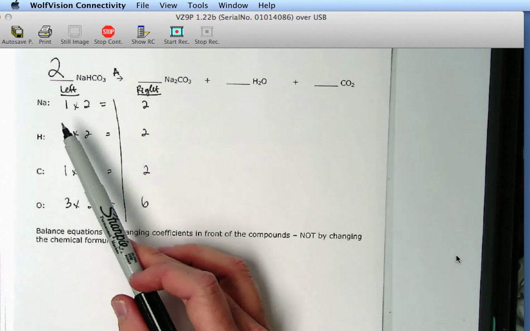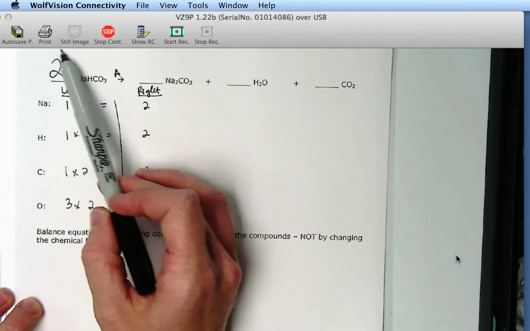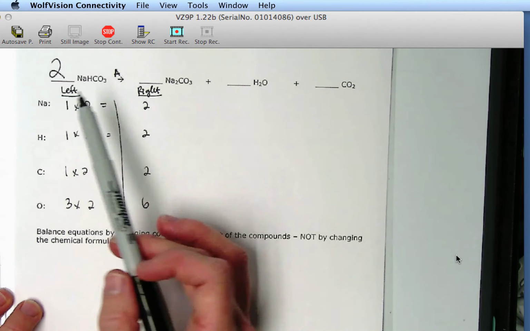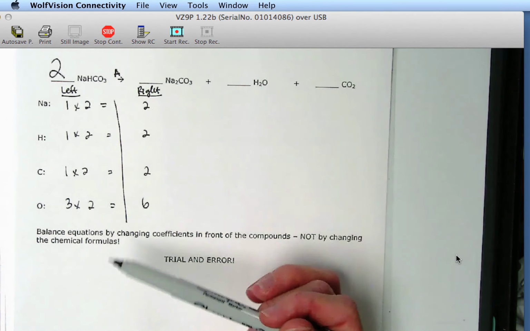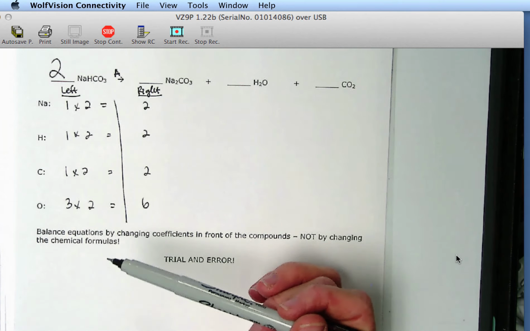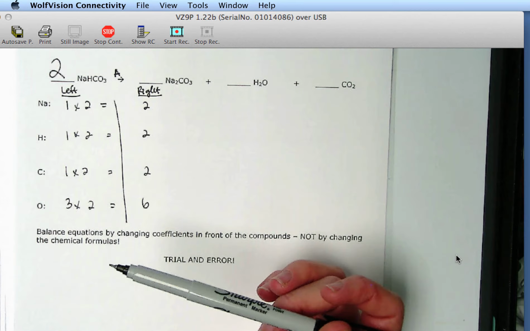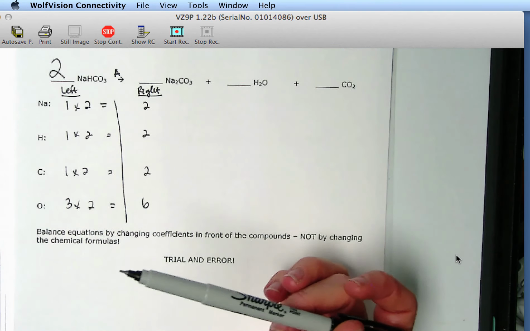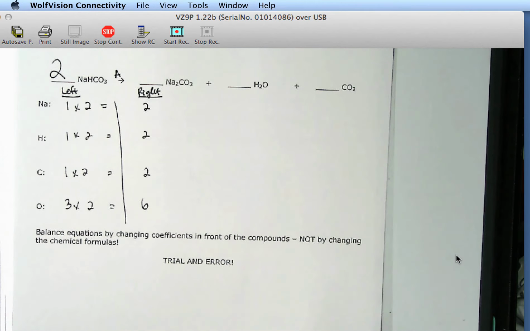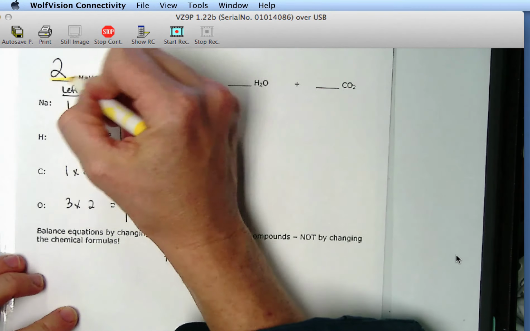The only way to balance equations is by changing the coefficients in front of the formulas. Sometimes students want to change the actual formulas in order to get everything to balance. Do not do that whatsoever. It will cause major troubles. You're doing your own chemistry. So when you're balancing chemical equations, you change the coefficients in front. This is what is eligible.